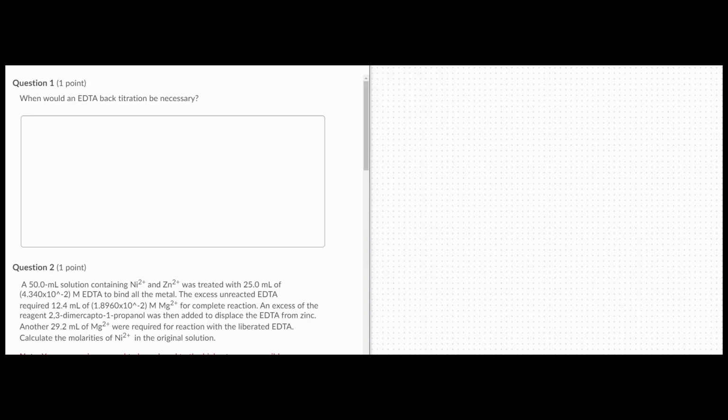Unit 3, Homework 1. As before, my questions are probably in a different order than yours, and any numeric questions probably have different numbers. So my question 1, when would an EDTA back titration be necessary?